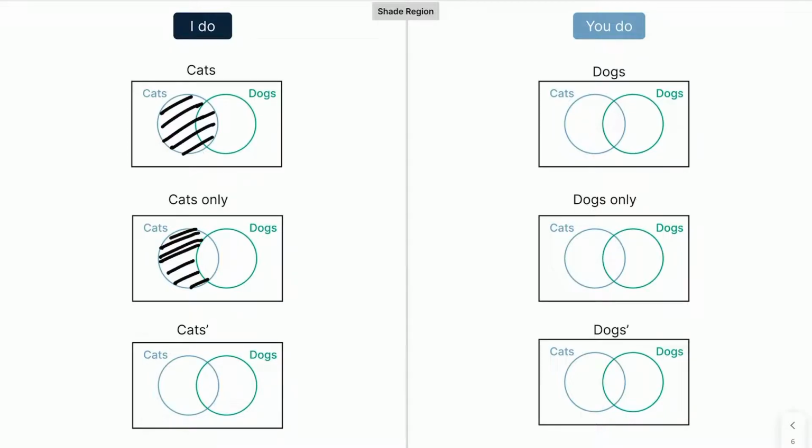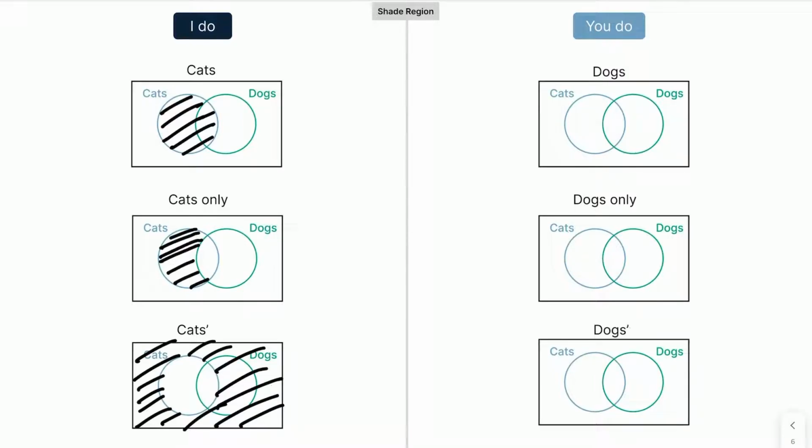And then finally, we have not cats. Now, we know that cats is everything inside this circle. So not cats, that's what this flying comma means. It just means the word not, okay? So not cats is going to be everything outside that circle. So that is going to be everything outside of this circle.